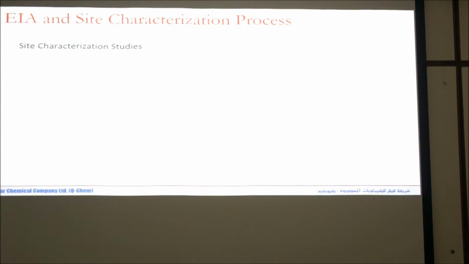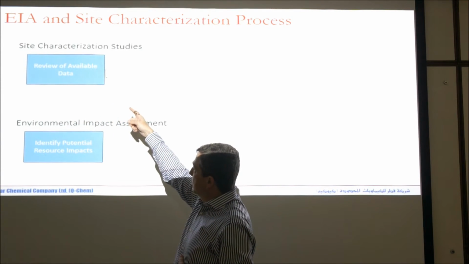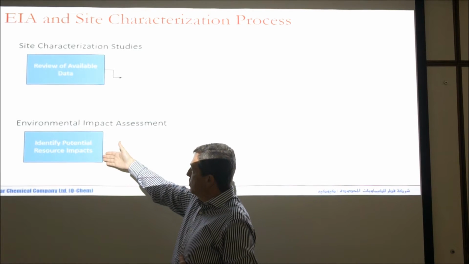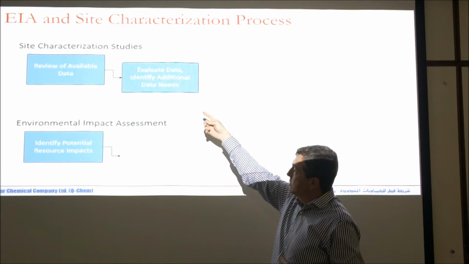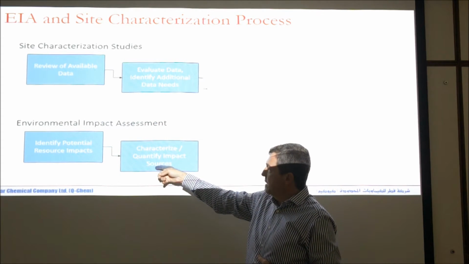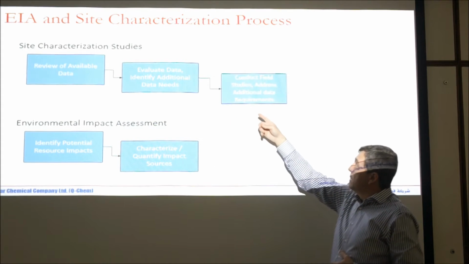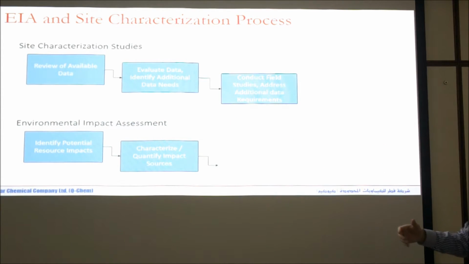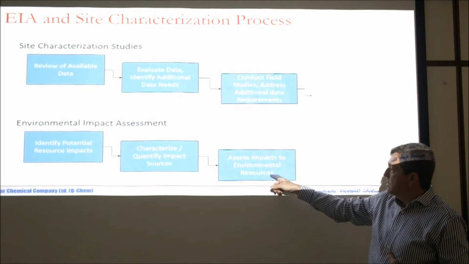Okay, we have something called site characterization study, and we have something called the environmental impact assessment, and they go hand by hand. It all starts with the review of available data with the site characterization. At the same time, you start identifying your resources, your potential sources of impact. Evaluate the data for the site characterization. And at the same time, here you have to start characterizing and quantifying the impact. Now that you have evaluated the data and you know your impact, you start quantifying your impact. You conduct field measurement in case you need more data, additional data. Now you have enough data in place to start assessing your impacts.